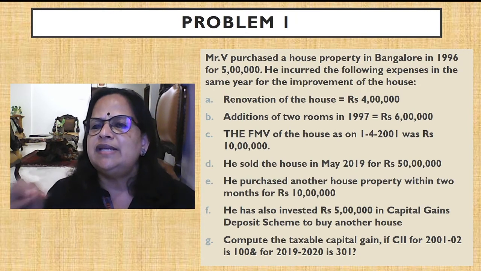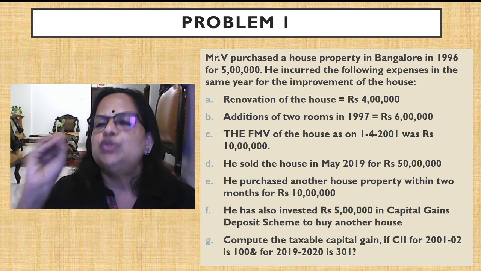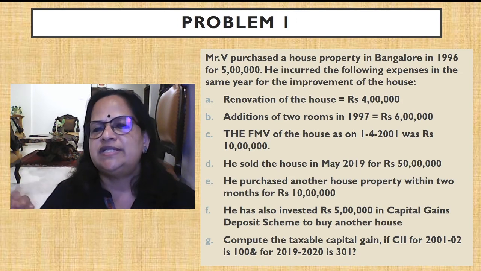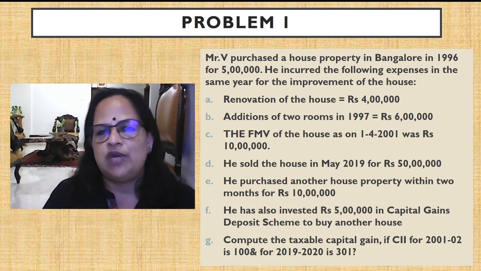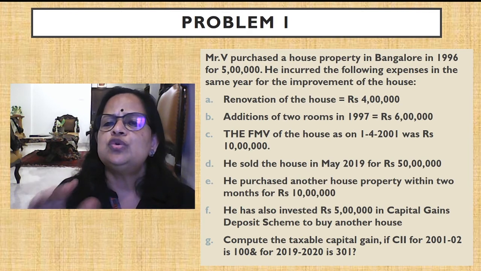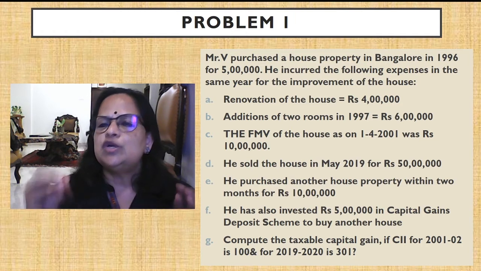Remember that 1996 value we will not consider. 2001 is the base for indexing, so 2001 value only we will consider. Now renovation of the house is 4 lakhs, and addition of 2 rooms in 1997, 6 lakhs. That also we will not consider.